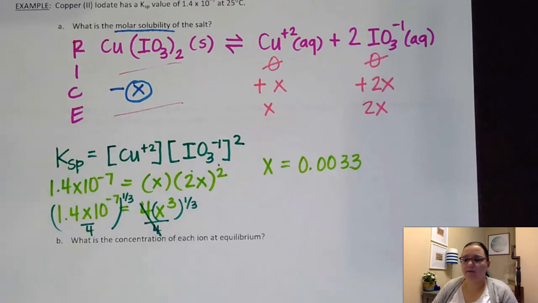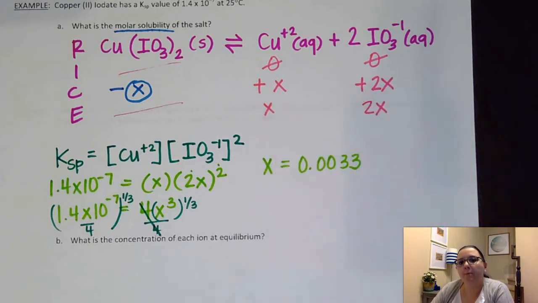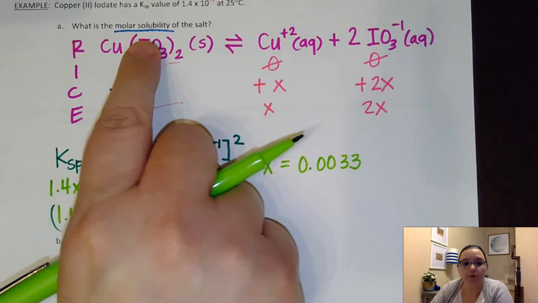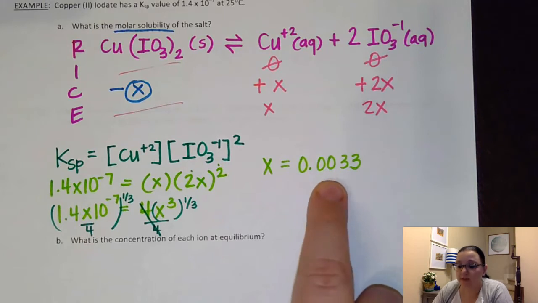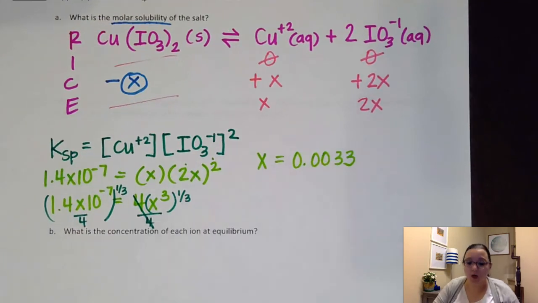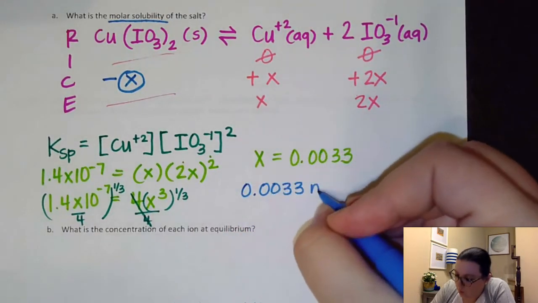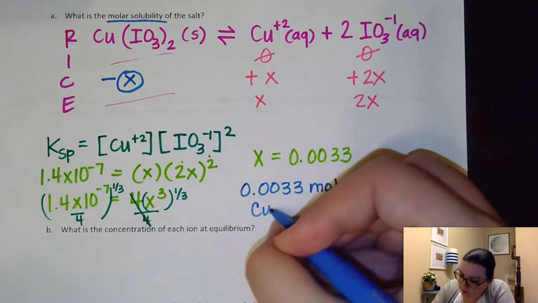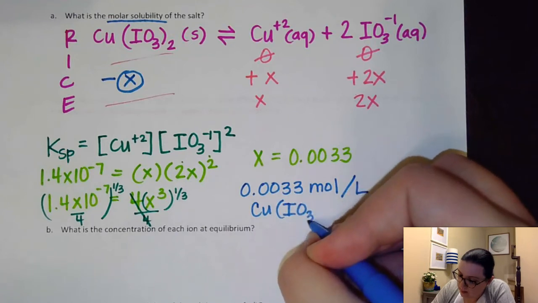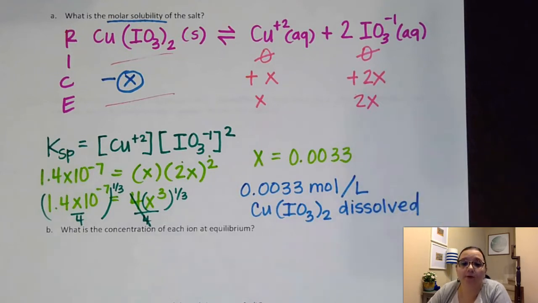So let's talk about what that value is. Obviously, I could use this value to go solve these ions, and we'll do that here in a minute. But what I was really trying to find on this problem is the molar solubility. How much of this substance dissolved? Well, if x is equal to 0.0033, what that means is that 0.0033 moles of that Cu(IO3)2 dissolved per liter of solution. So that is my molar solubility.